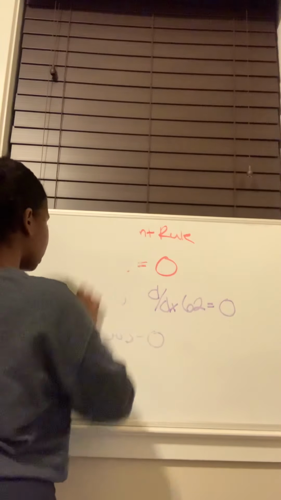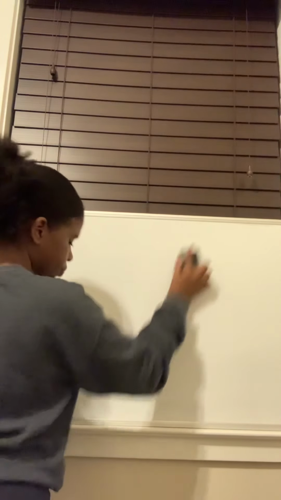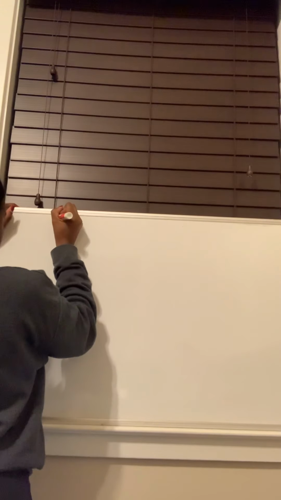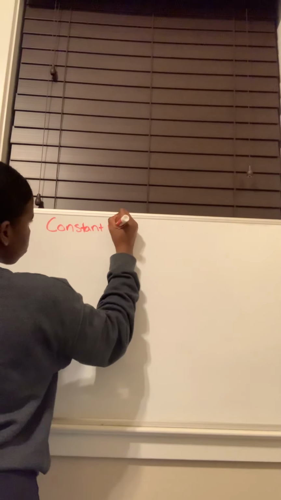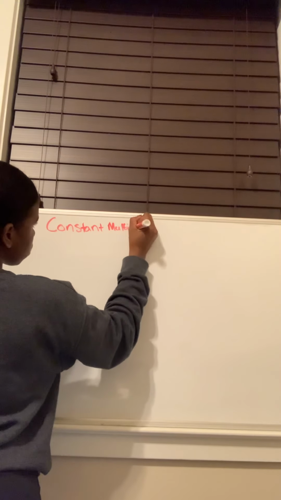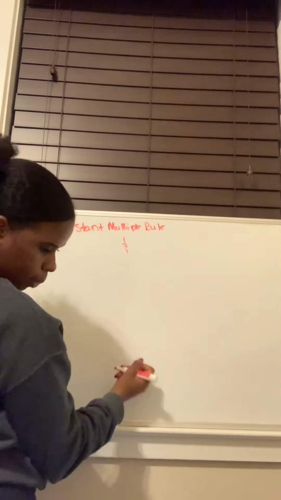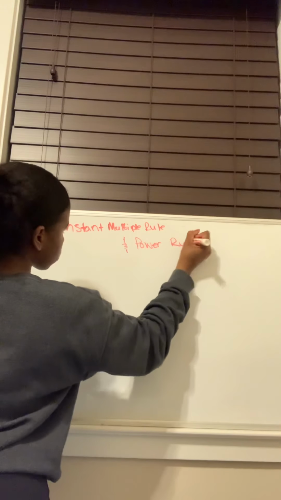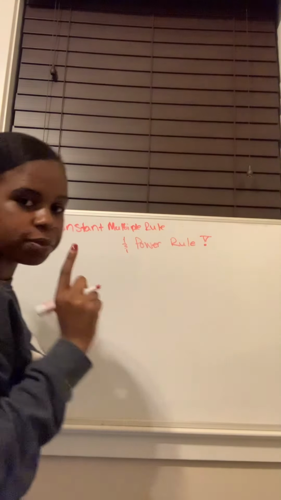We're gonna kick it up just a tad, just a little tad. We're gonna do 2 on 1 right here. Okay? 2 on 1. We're gonna talk about the constant multiple rule and the power rule. Boom. Okay, so here we go.